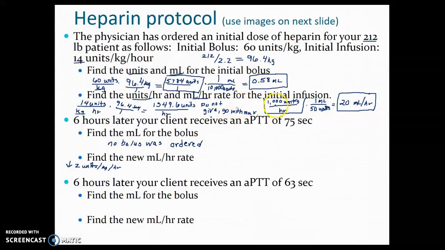When I look at the amount that we did give, we gave them 1,000 units per hour, but that does not have the same label as this 2 units per kilogram per hour. And in math, we can only add things that are like terms. These are not like terms. They have different labels. So what I'm going to do is to multiply by the kilograms in order to get a label of units per hour. So I'll set this up. 2 goes on the top, 2 units per kilogram hour. And I'll multiply by their kilograms of 96.4.